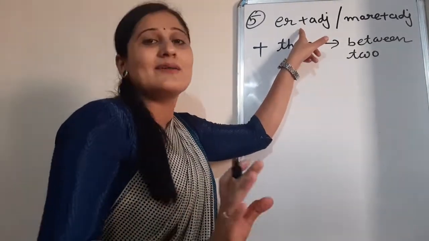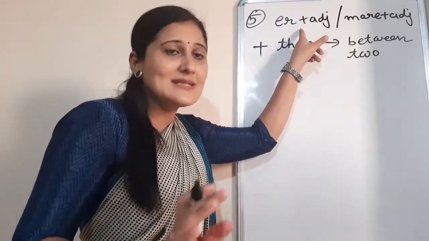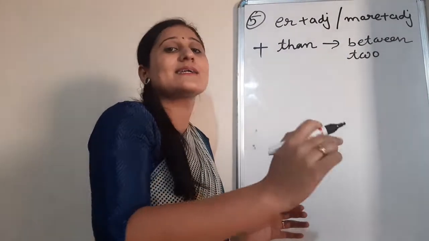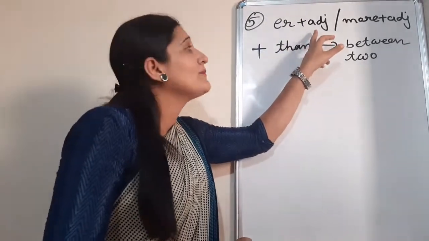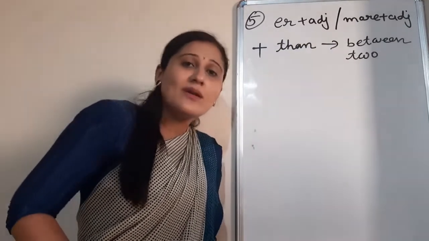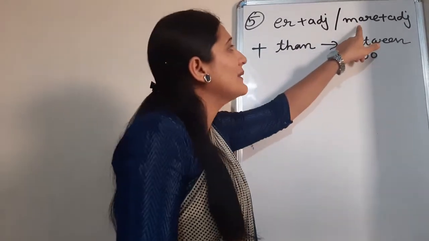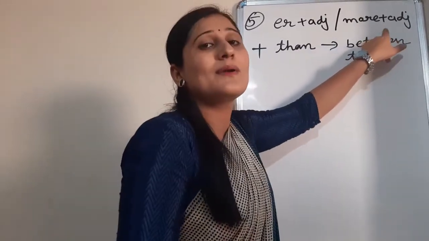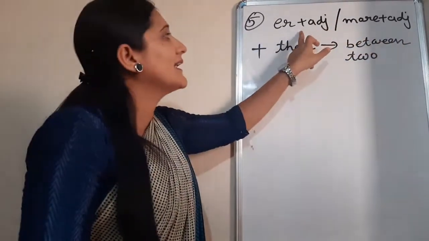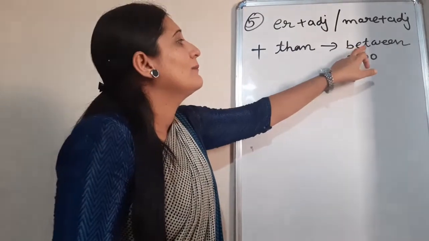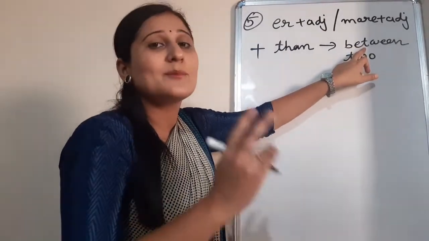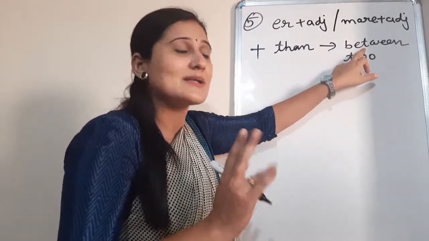When we delete "as adjective as", we will write er plus adjective if the adjective is small, and if the adjective is big, we will write more plus adjective. Either this or this, plus "than", if there is a comparison between two things or two persons.